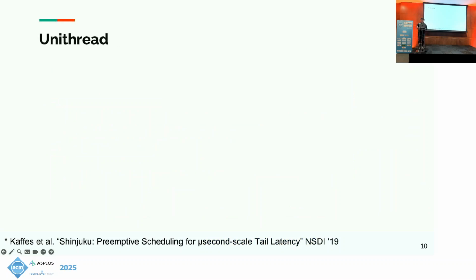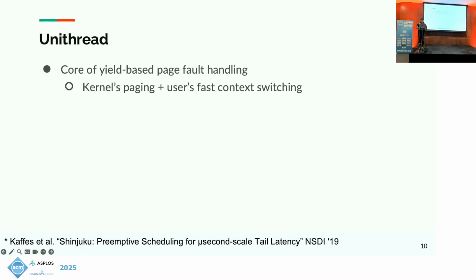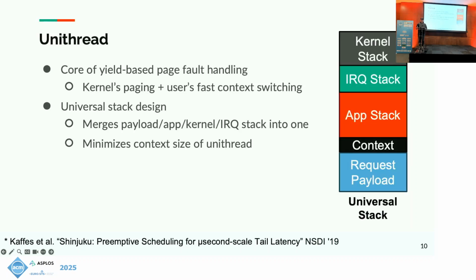For efficient yield-based page fault handling, we devised a new thread abstraction called UniThread. It is our core data structure that supports the kernel's paging and user-space context switching. It runs across all layers in the OS, including the application, user-level scheduler, and kernel page fault handler, without any cost. So it makes yield-based page fault handling very efficient. Also, it has the universal stack design, which combines all data structures and stacks into one. In doing so, it minimizes memory footprint.